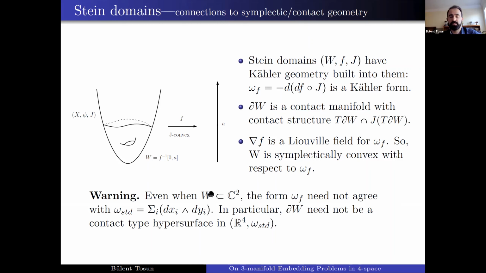But now, a warning is that even if W is inside C2, the form omega F doesn't have to agree with the standard symplectic structure on C2. So in particular, the boundary of W doesn't have to be a contact type hypersurface if it just bounds a holomorphically convex domain in C2. But it's an interesting question to ask: when does this happen? When can you indeed extend this Kähler form in the neighborhood of W to some Kähler form on C2?